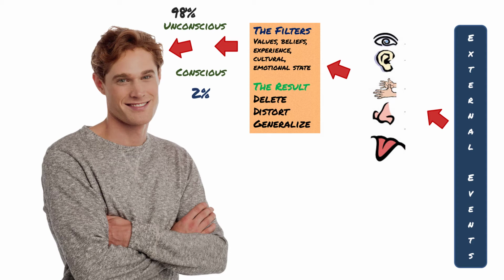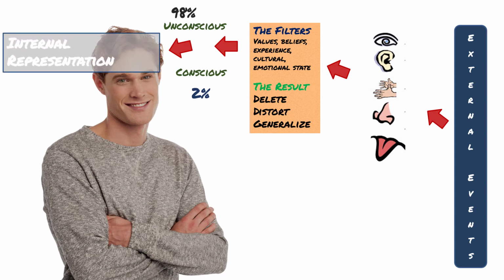And the scary thing is, we are only consciously aware of about 2% of the information that's passing through into our internal representation or our filing system at any given moment in time. But that's what happens. We put all this information together and we file it away in an internal representation of the experience that we've just had.